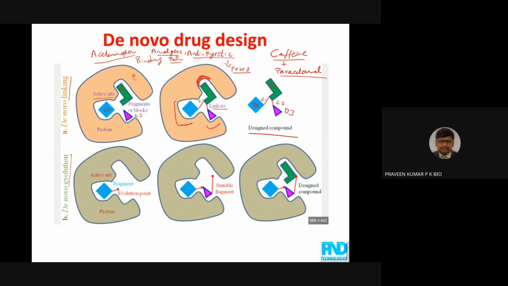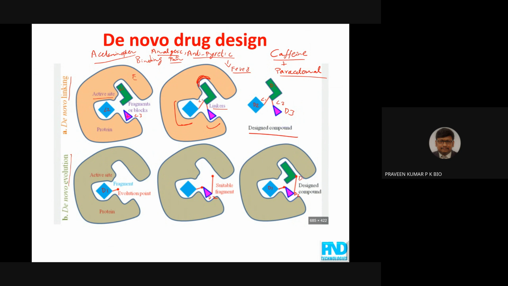In de novo evolution, initially we have one drug molecule, but later on another binding site we link with a linker, and we link a second drug molecule. Now, if you want to link another molecule which is going to bind with the third binding site, that is drug 3, we link again with another linker. But see the linker shape. The first linker is linking drug 1 and drug 2. The second linker is linking drug 2 and drug 3.